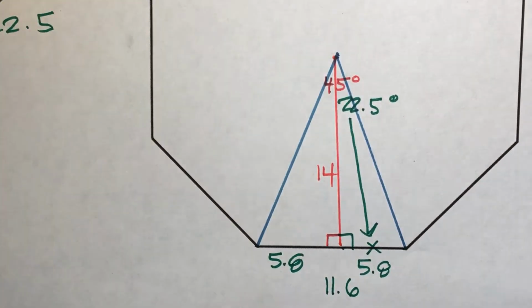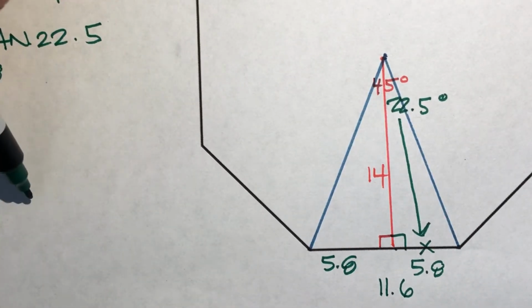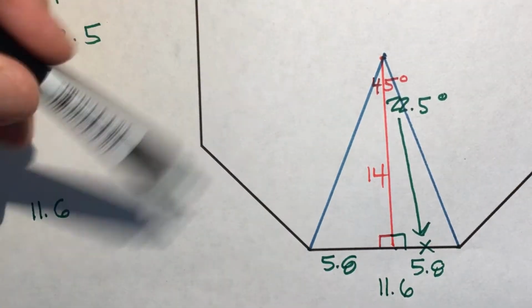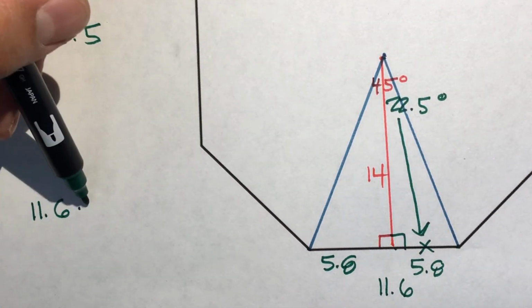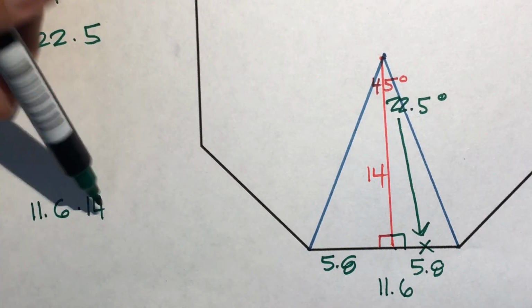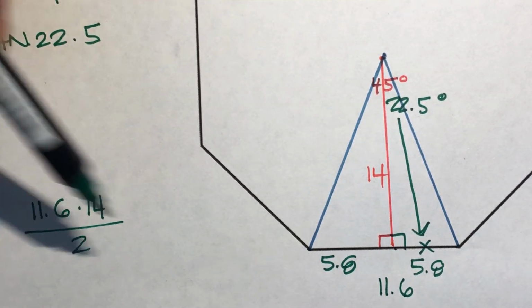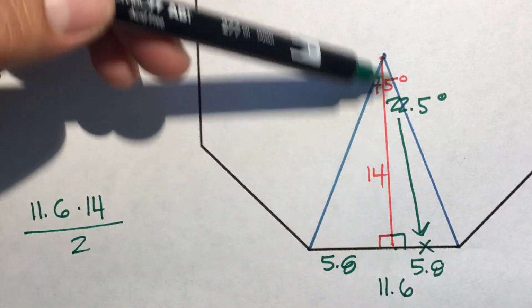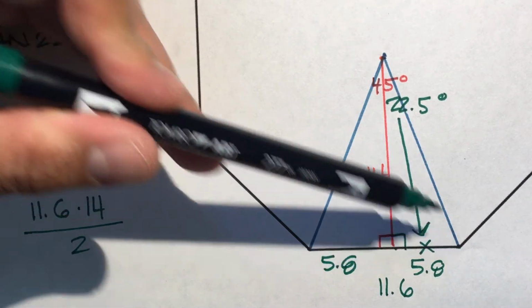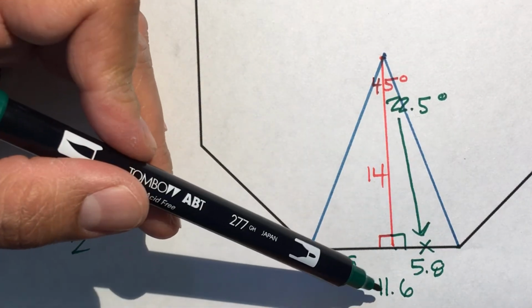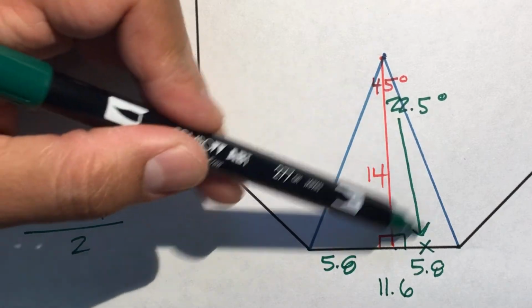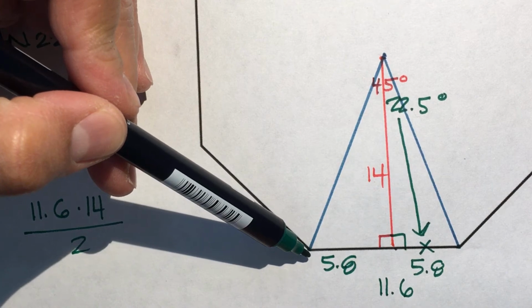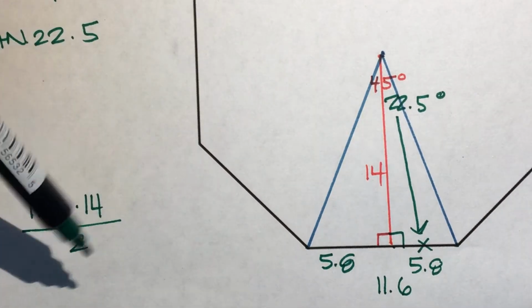The 14 is the height. So let's set that up. I'm going to write base 11.6. Remember, the entire base times the height, which is 14, divided by 2 because this is a triangle. A lot of students that I see will take 5.8, multiply it by 14, and then divide it by 2. That's only finding the area of half of this full triangle. So take the full base, 11.6, times the height, which is 14, and divide it by 2.